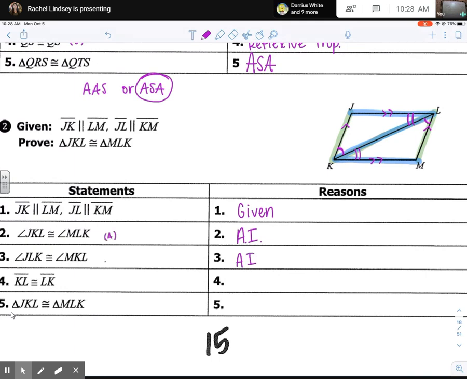Now I need a side. So it says KL is congruent to LK. How would I know that those sides are congruent? Reflexive. Reflexive property.